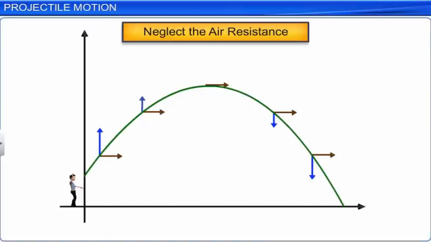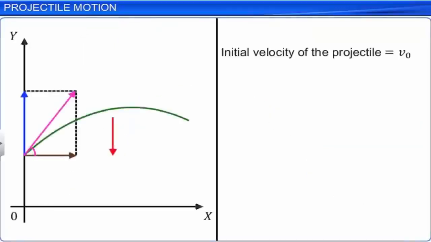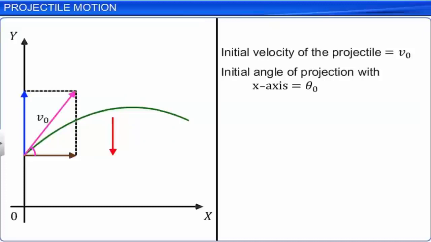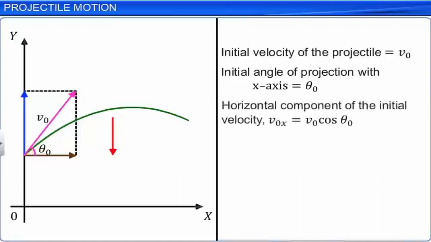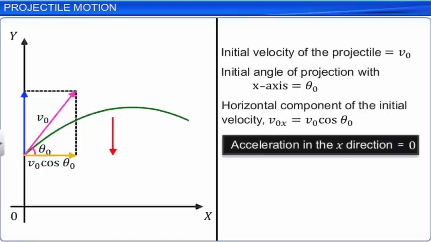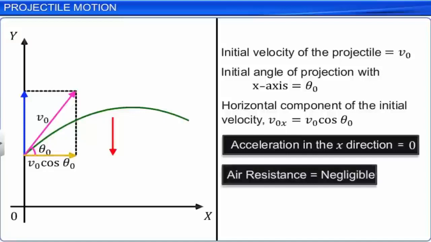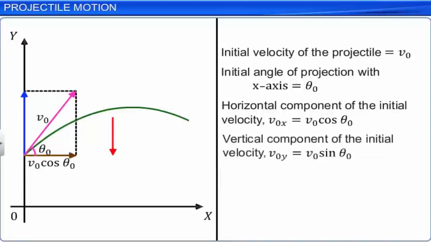The initial velocity of the projectile is v0. Initial angle of projection with the x-axis is θ0. The horizontal component of the initial velocity v0x is v0 cos θ0. This horizontal component remains constant throughout the flight, as the acceleration in the x direction is 0 and air resistance is negligible. The vertical component of the initial velocity v0y is equal to v0 sin θ0.